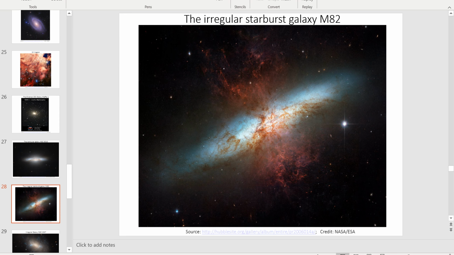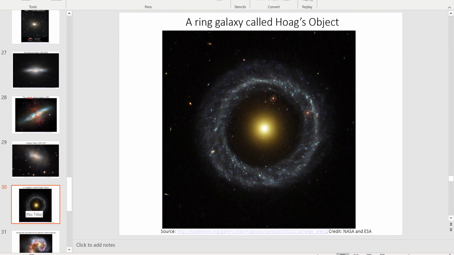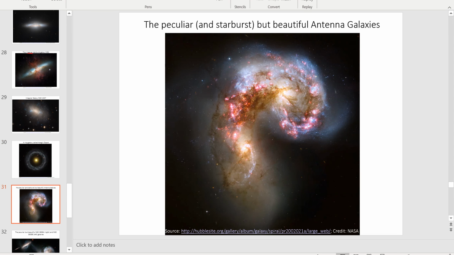So this is an irregular galaxy here. This is another irregular galaxy. This is a ring galaxy. I don't want to go into that. I'm sorry, there's not quite enough time to go into all these little details, but this is a peculiar galaxy called an antenna galaxy, or actually it's pluralized. These are the antennae galaxies, or antenna galaxies.